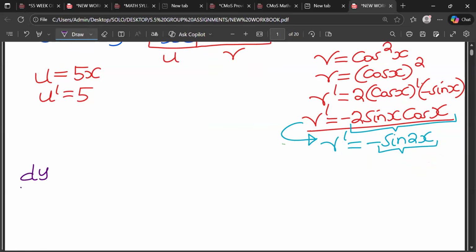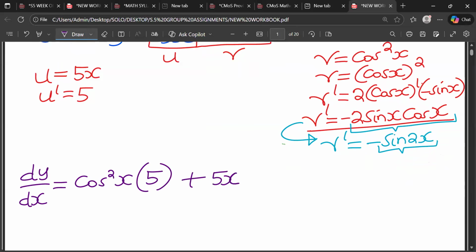So you come and say dy dx. What do I write? I write my v. What is my v? It is here cos squared x. Then I differentiate u. What is my differentiated u? It is a 5, so I put 5. Because it is product rule, I will add. Then now I write my u, which is 5x, you get? Then I differentiate my v, which is negative.